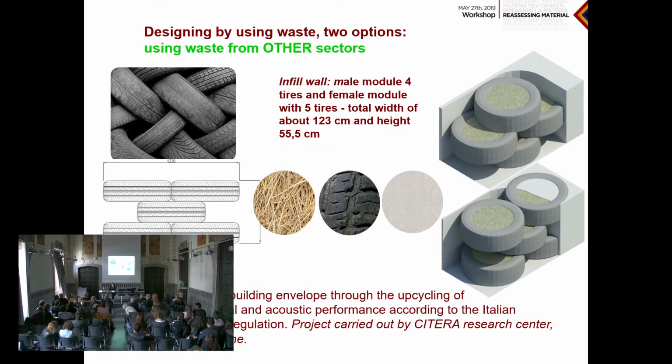And the last example, using waste from other sectors, like components for the building envelope through the upcycle of tires with high thermal and acoustic performance according to the Italian building energy regulations. This project was carried out by Citera, Research Centre of the Sapienza of Rome. These are the two ways, using waste from other sectors for building components.